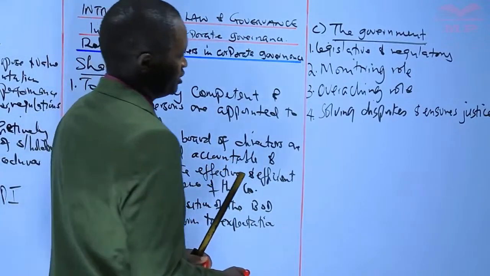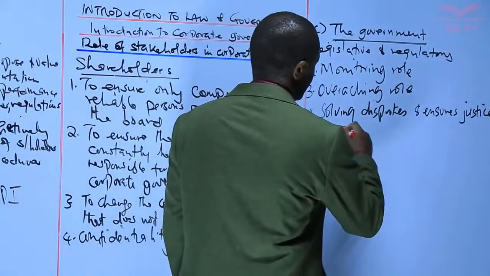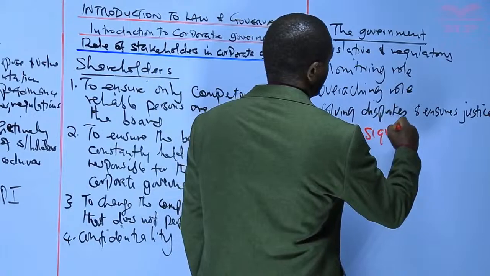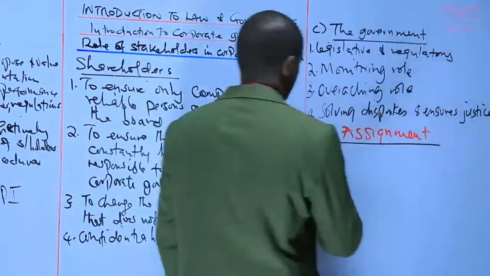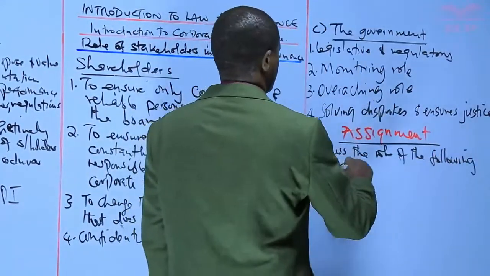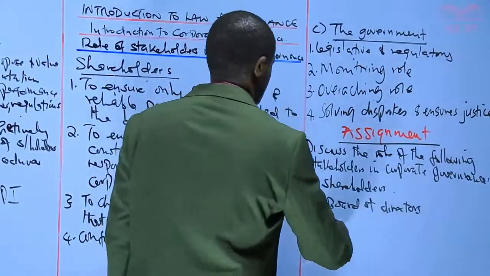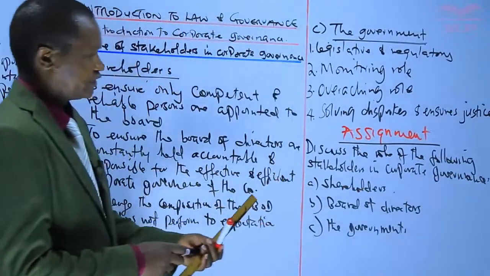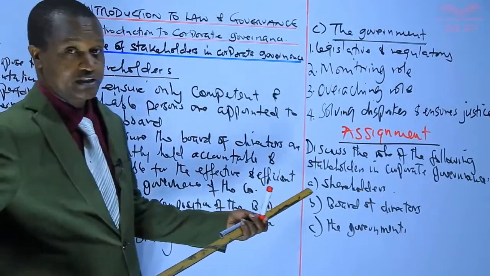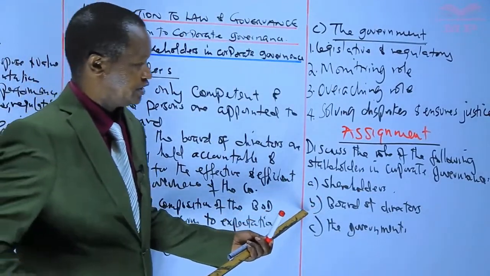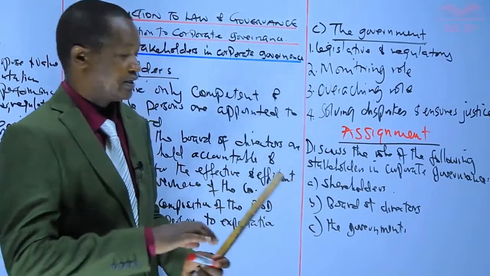So candidates, I'll leave you with an assignment based on what we have studied today. Discuss the role of the following stakeholders in corporate governance: A, shareholders; B, board of directors; C, the government.